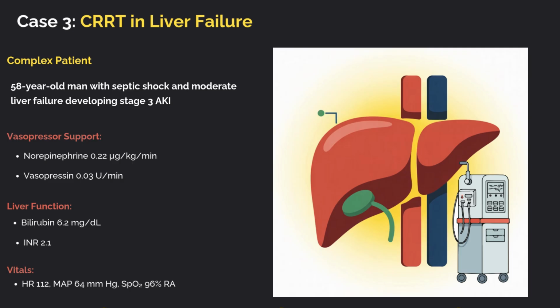Looking at liver function, his bilirubin is 6.2 milligrams per deciliter and his INR is 2.1, indicating impaired hepatic clearance. For his vitals, heart rate is 112, MAP 64, and oxygen saturation 96% on room air. So overall, he's a hemodynamically unstable patient with multi-organ dysfunction, where managing CRRT in the context of liver failure requires careful adjustment of anticoagulation strategy and calcium balance monitoring.